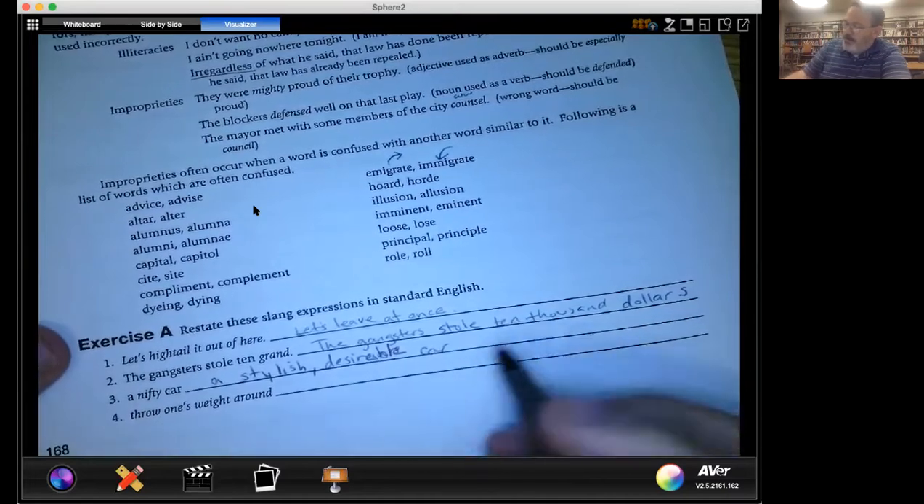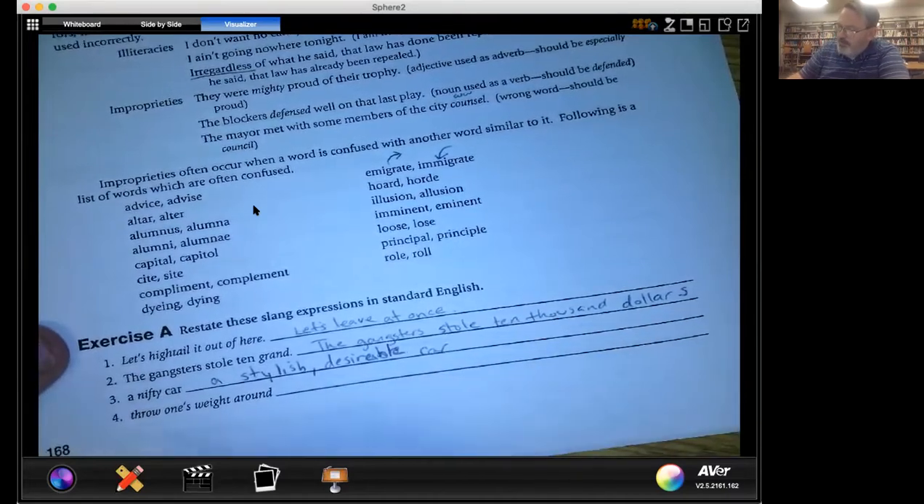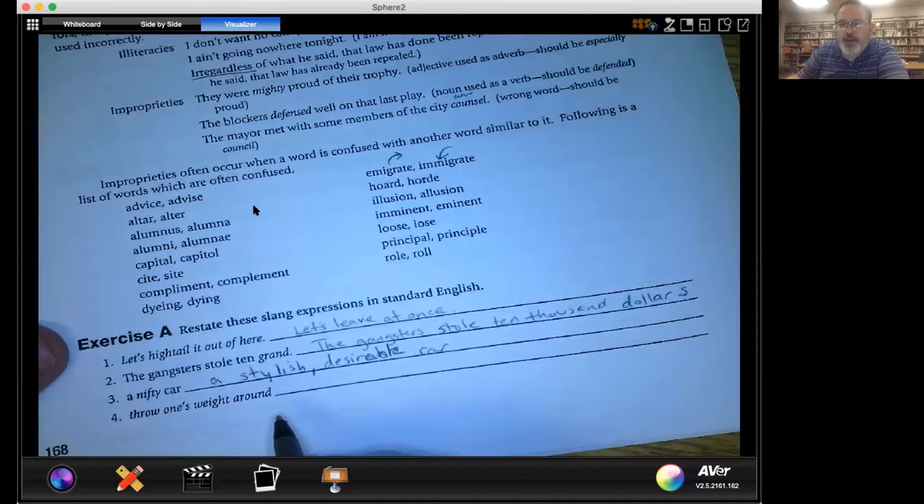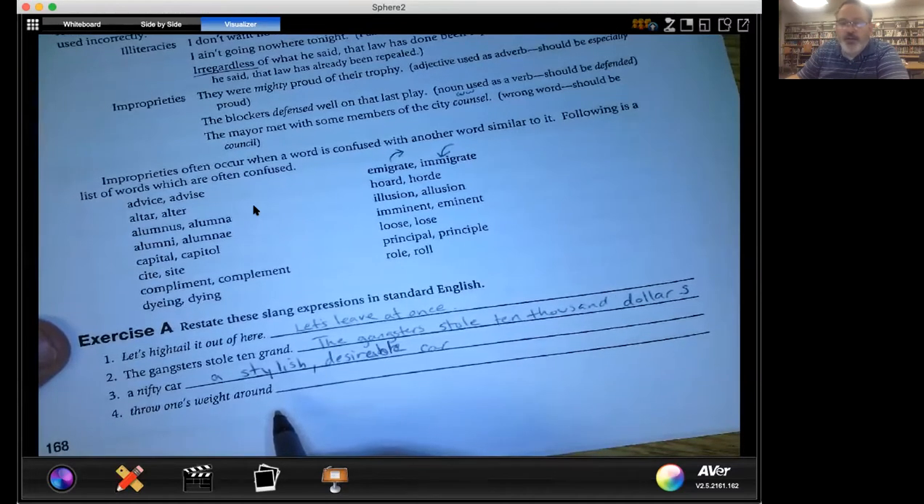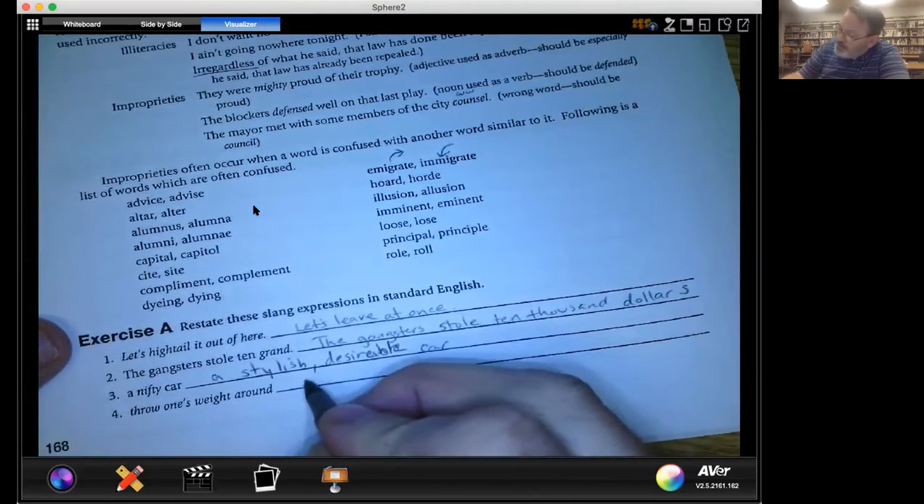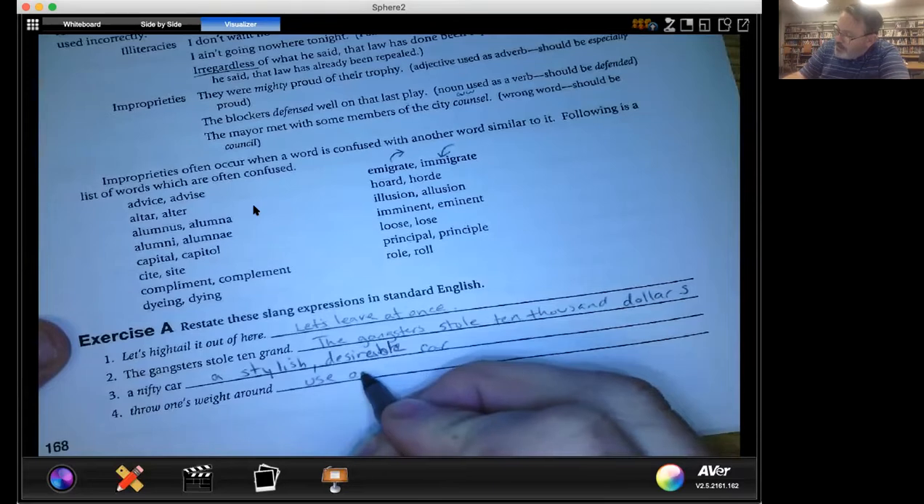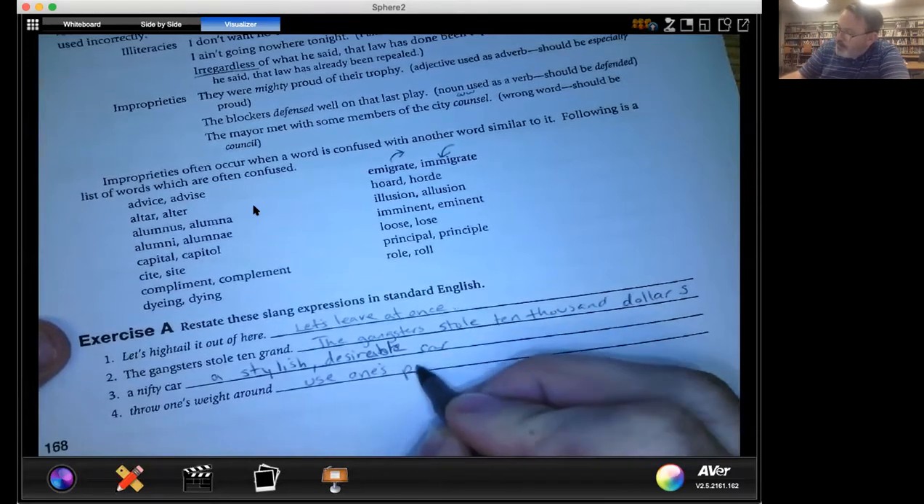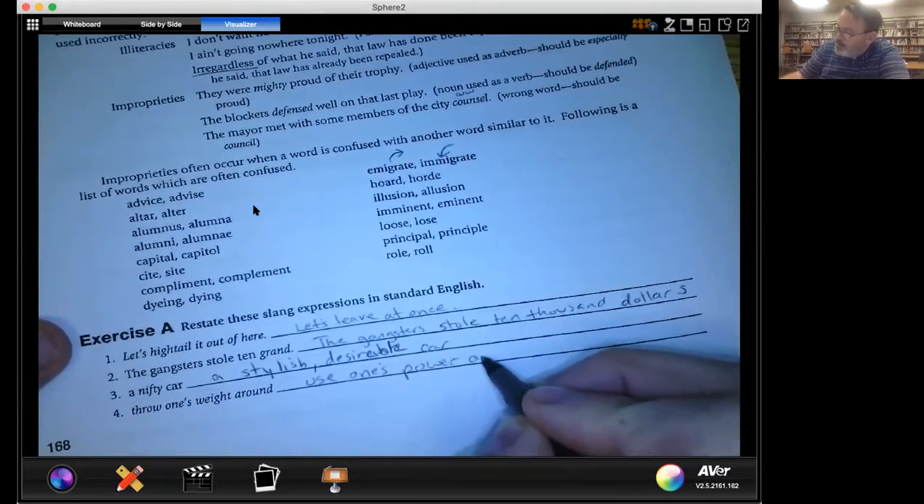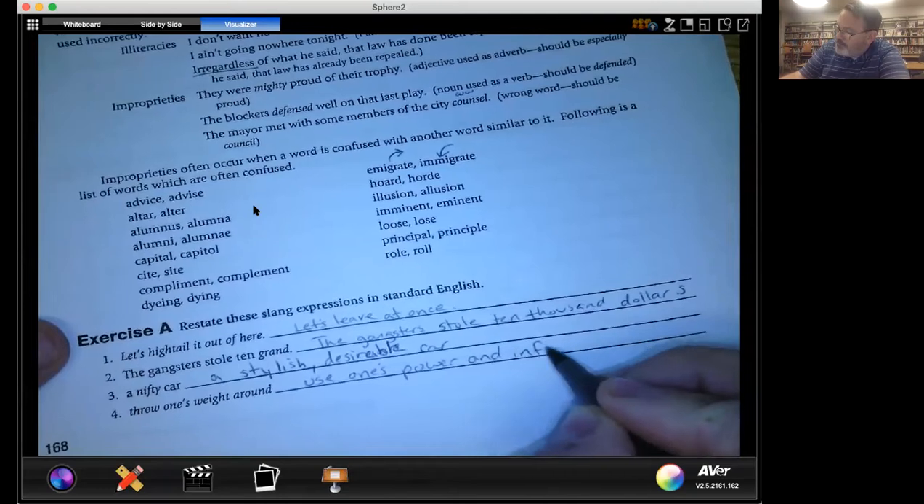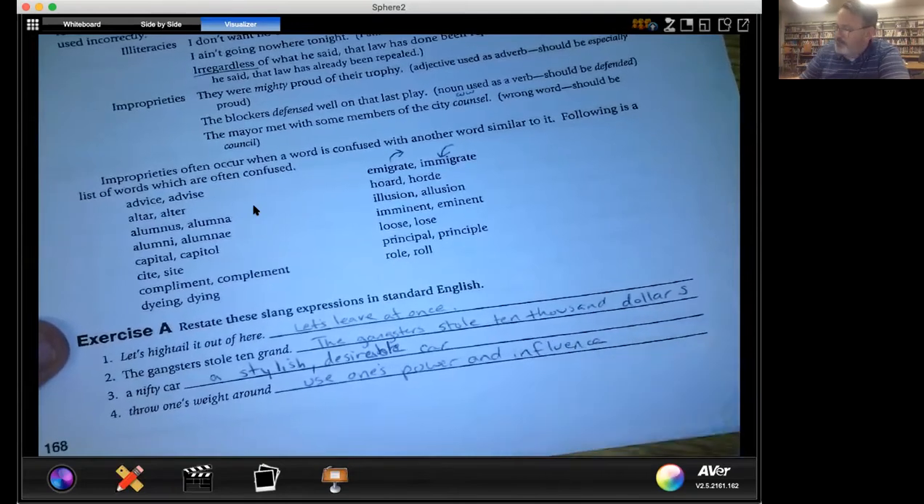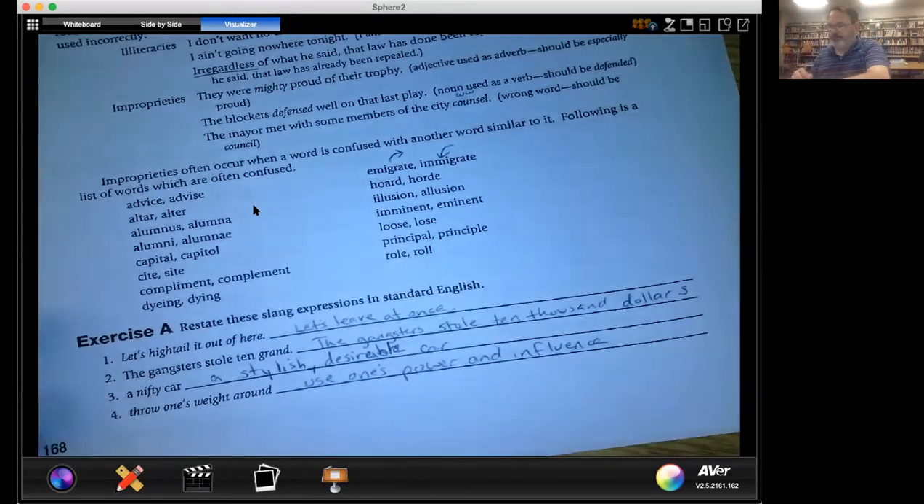Throw one's weight around. That, when you throw your weight around, means you have authority and you're using it. You know, you're tough on someone because you're the captain. So, to use one's power and influence. Okay, there we go. Let's look at the next one.